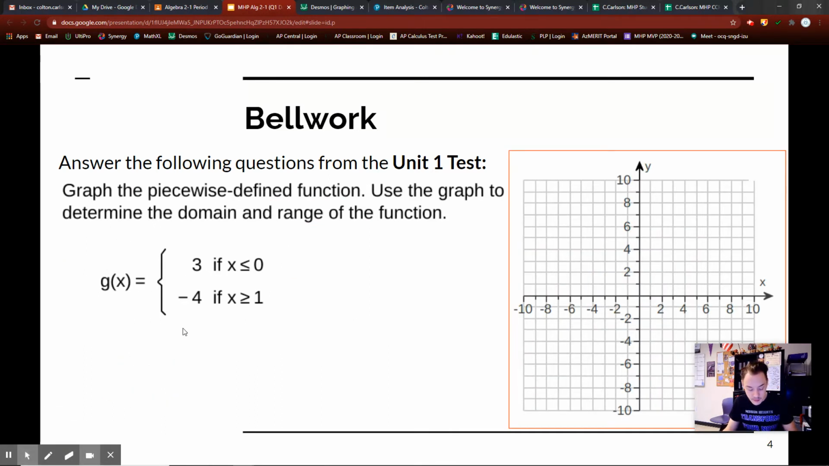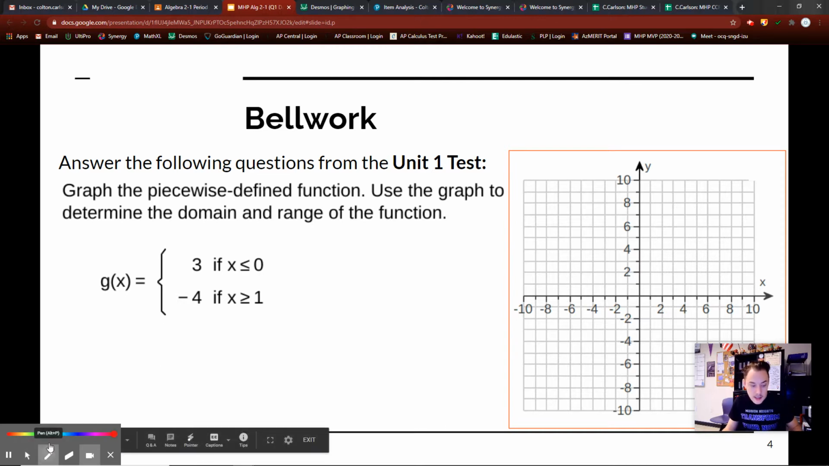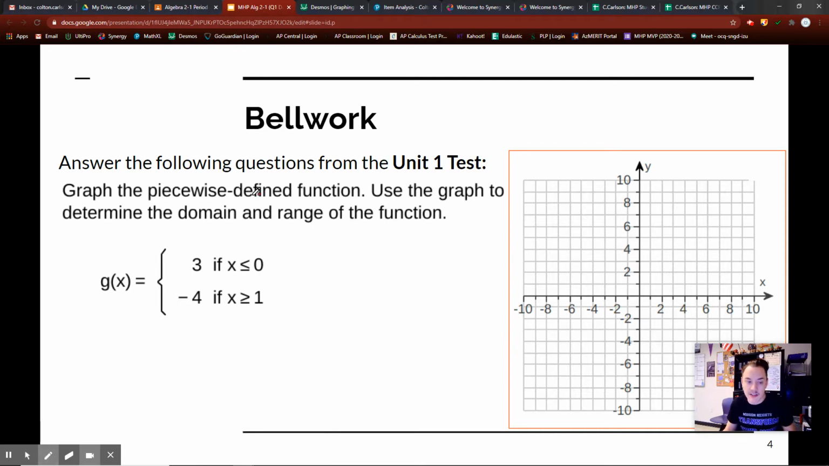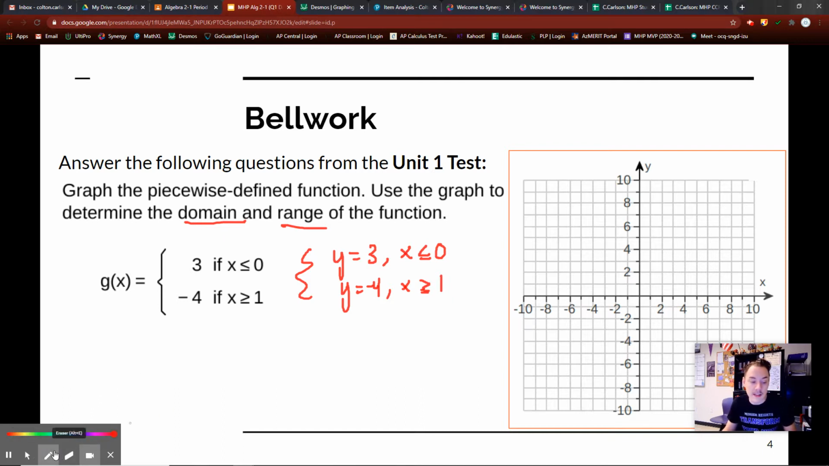So this one is a piecewise function. There's a couple things here. It wants us to actually graph it and then find my domain and range. So the first thing I want to graph is this. Before I actually graph, I want to show you what this is saying. It's saying y equals 3 where x is less than or equal to 0, and y equals -4 where x is greater than or equal to 1. Now let's make this line my blue line. We'll do that one first. y equals 3.